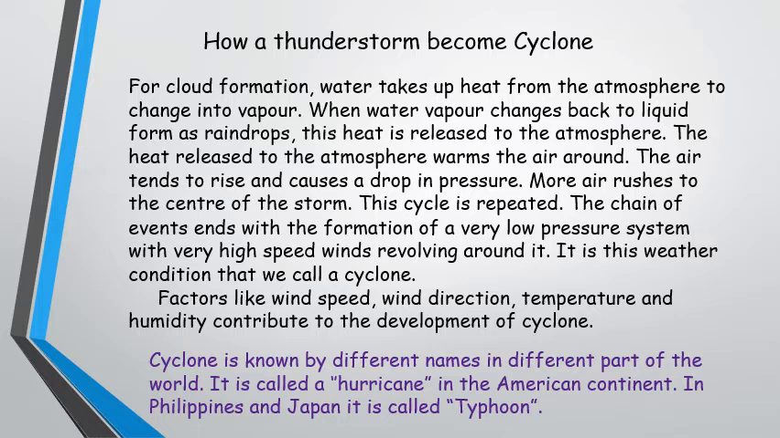This cycle is repeated. The chain of events ends with the formation of a very low pressure system with very high speed winds revolving around it. It is this weather condition that we call a cyclone. Factors like wind speed, wind direction, temperature and humidity contribute to the development of a cyclone. Cyclone is known by different names in different parts of the world. It is called hurricane in the American continent. In the Philippines and Japan, it is known as typhoon.